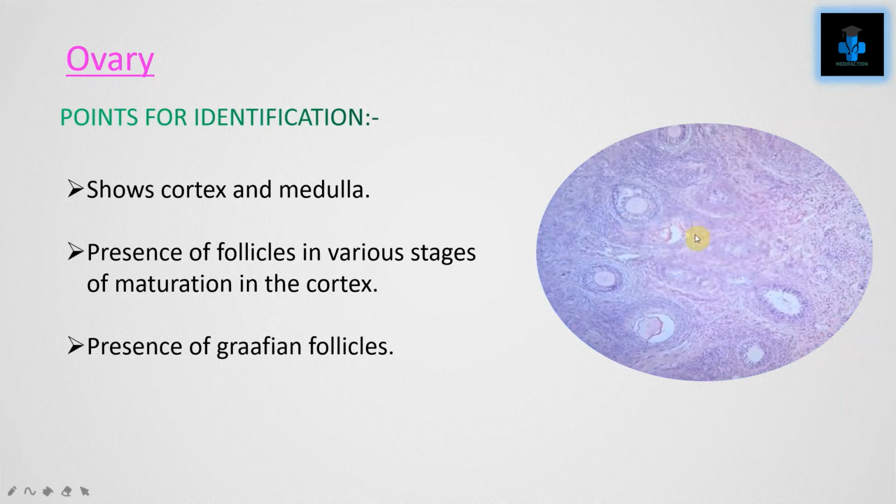Ovary. The ovary also shows cortex as well as medulla. Here, presence of follicles in various stages of maturation in the cortex can be observed. Presence of Graafian follicles is also appreciated.